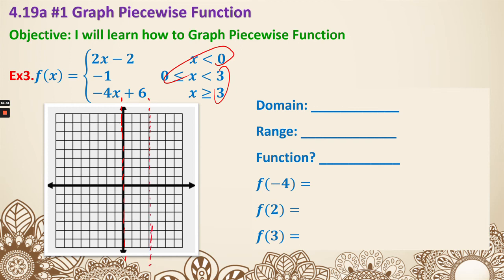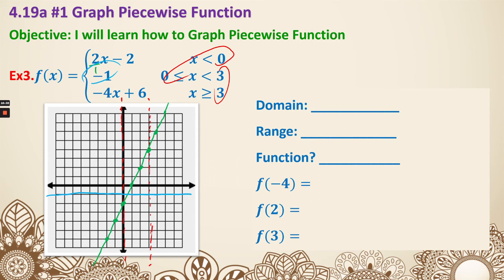Let's start with the first function, 2 over 1 x minus 2. So negative 2 is here, then it's up 2 over 1, up 2 over 1, up 2 over 1, keep going, or the other direction, down 2 over 1, down 2 over 1. I have my line right there. Okay. Next, it is just negative 1. That means it's a flat line at negative 1, right there.